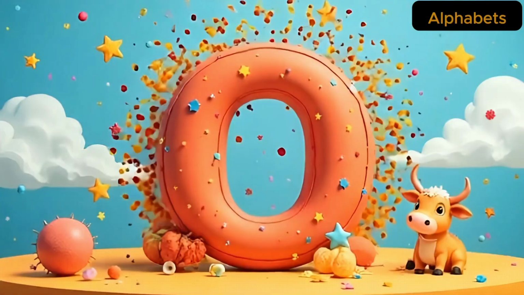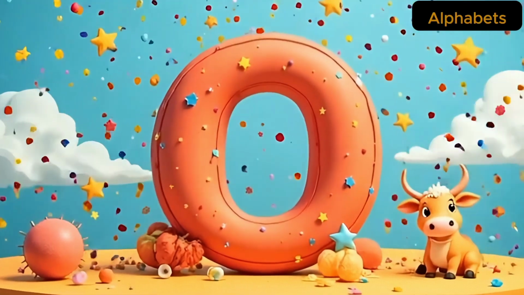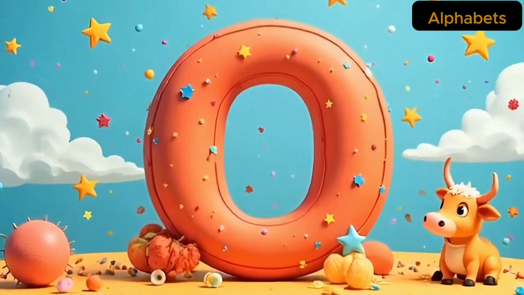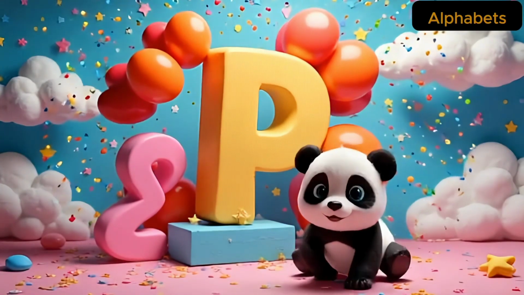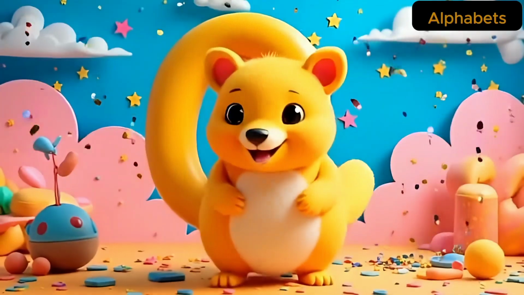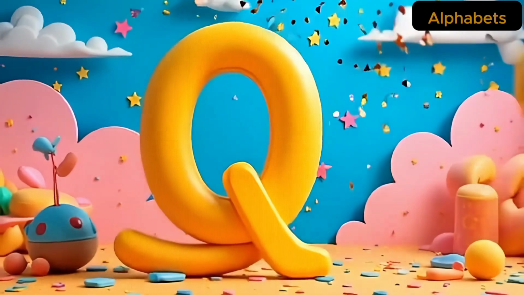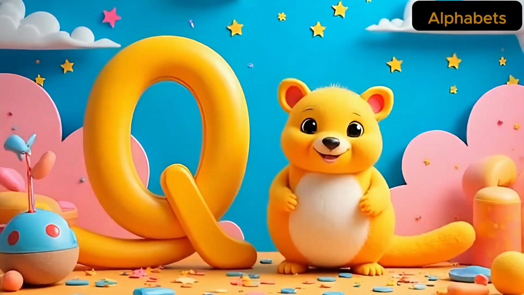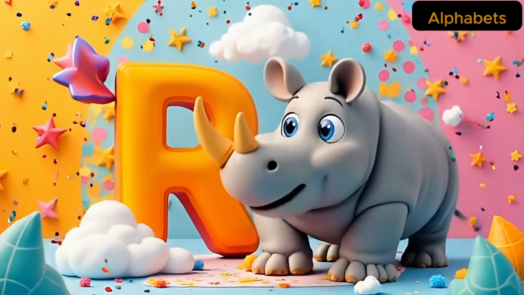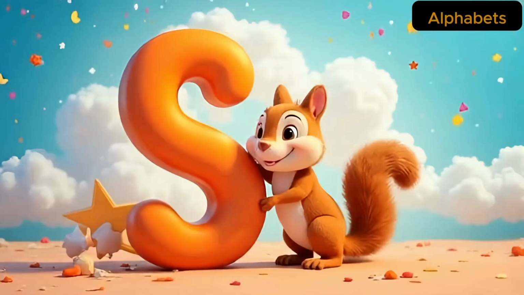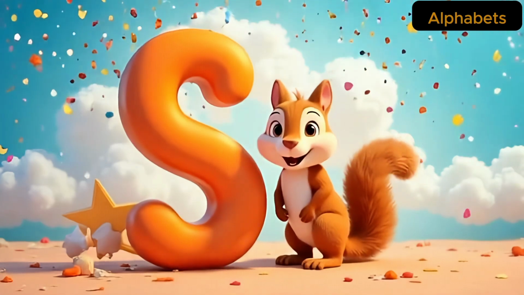O is for ox. P is for panda. Q is for quokka. R is for rhinoceros. S is for squirrel.